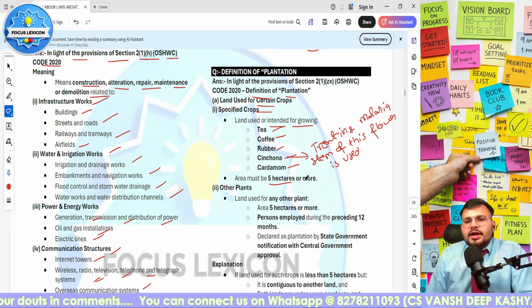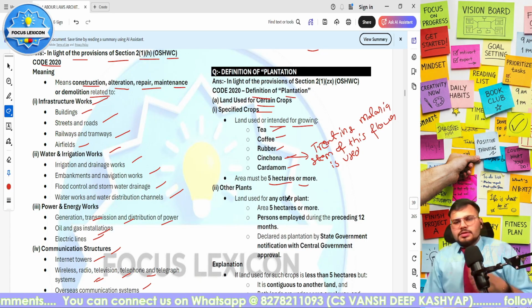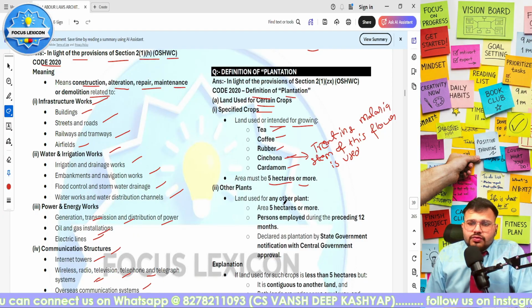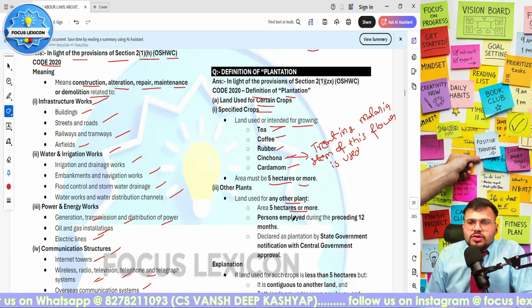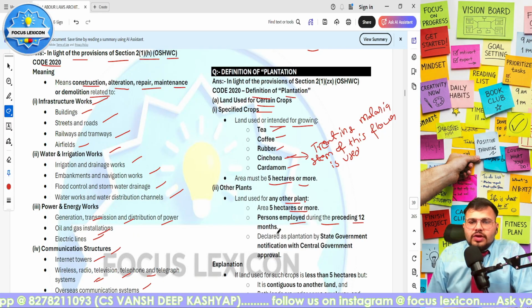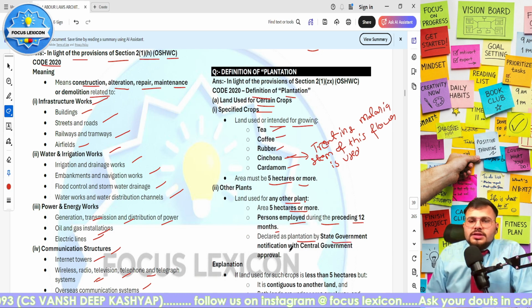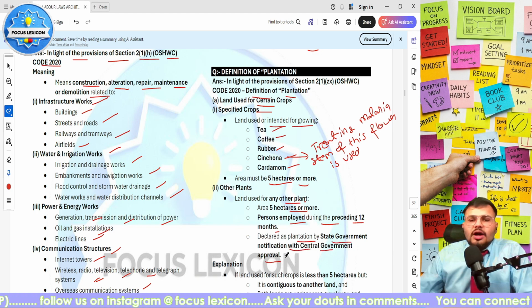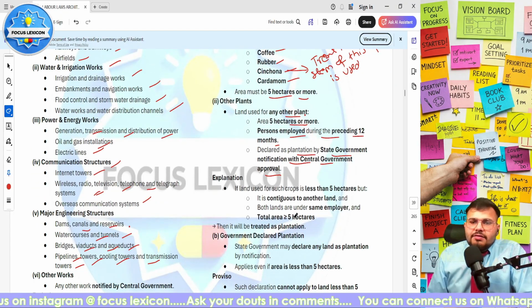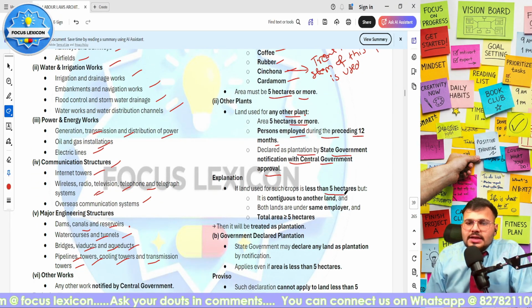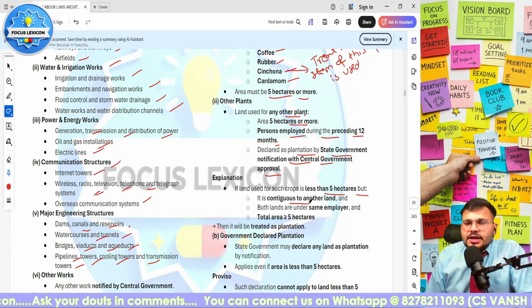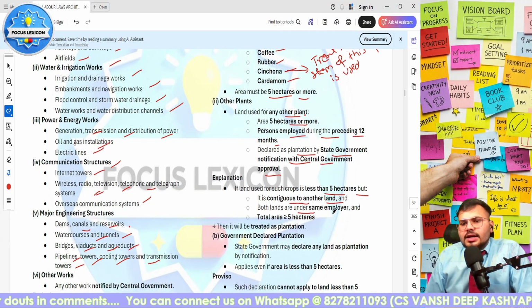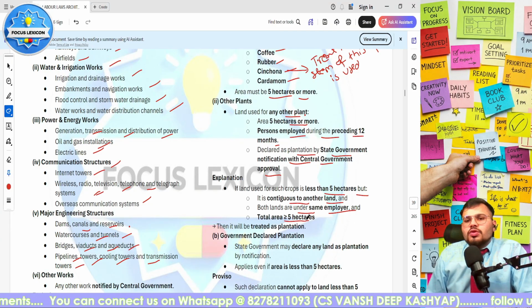For a plantation, the area must be 5 hectares or more. Land used for any other plant, area 5 hectares or more, persons employed during preceding 12 months, or declared as plantation by state government, notification with central government approval. Then explanation: if land used for such crops is less than 5 hectares, but it is contiguous to another land and both lands are under the same employer and total area is more than 5 hectares.